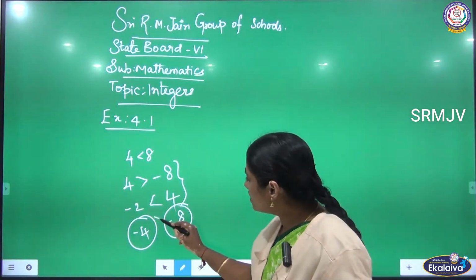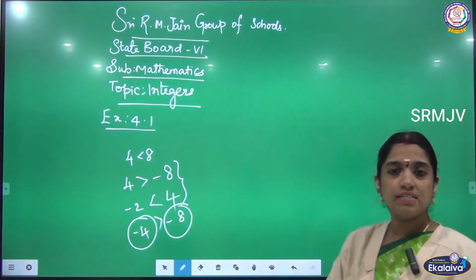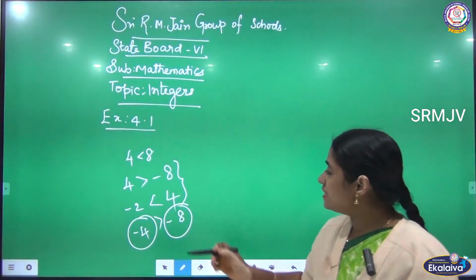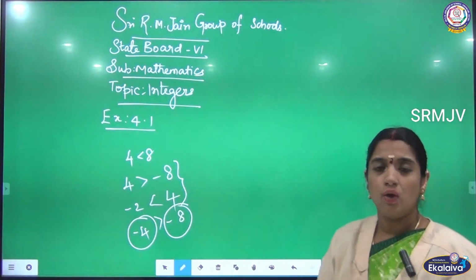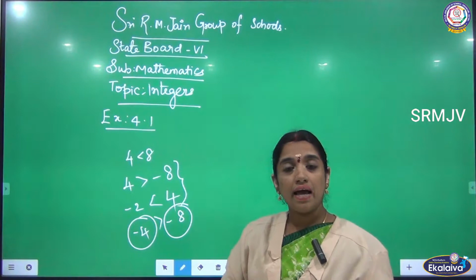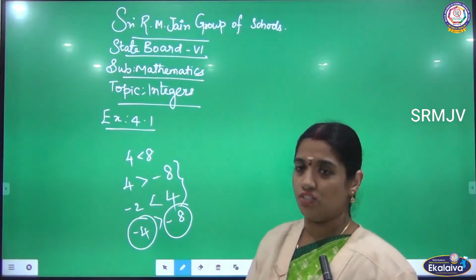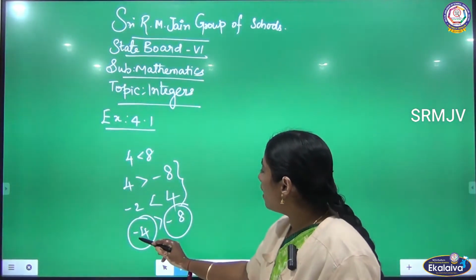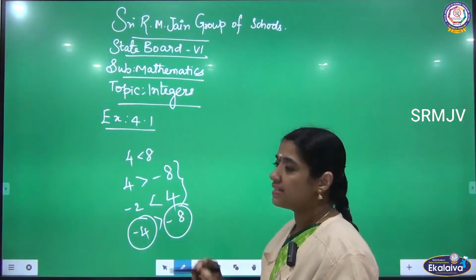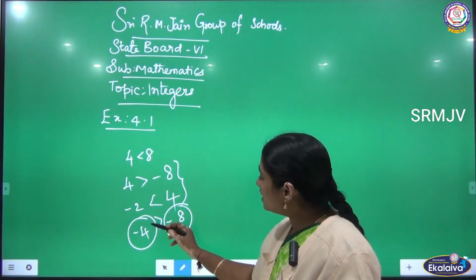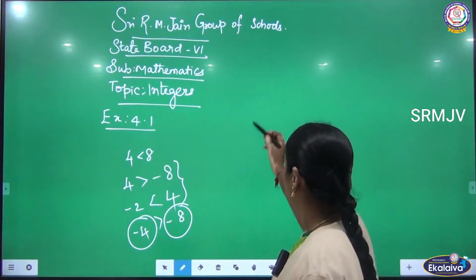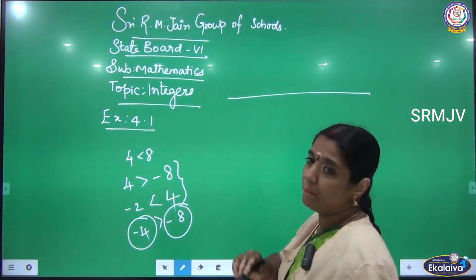Okay, so which one is greater here? Minus 4 is greater. When I am comparing the two negative integers, minus 4 and minus 8, minus 4 is greater. For example, you people know the number line.